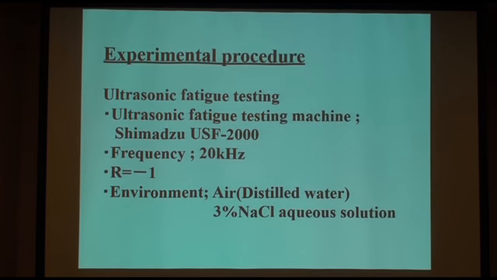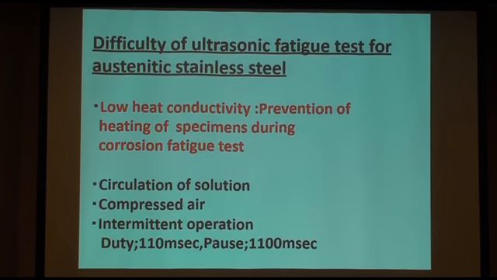And we did the ultrasonic fatigue testing by use of a conventional Shimadzu USF 2000, the frequency was 20 kilohertz, and the R value was -1. We simply chose air and a 3% sodium chloride aqueous solution. But you understand the difficulty of ultrasonic fatigue testing for austenitic stainless steels, because of low conductivity. So we have to be very careful to prevent heating of the specimen during the corrosion fatigue test. We used circulating solution and compressed air, and also tried intermittent operation, with 110 milliseconds on duty and 1100 milliseconds repose.